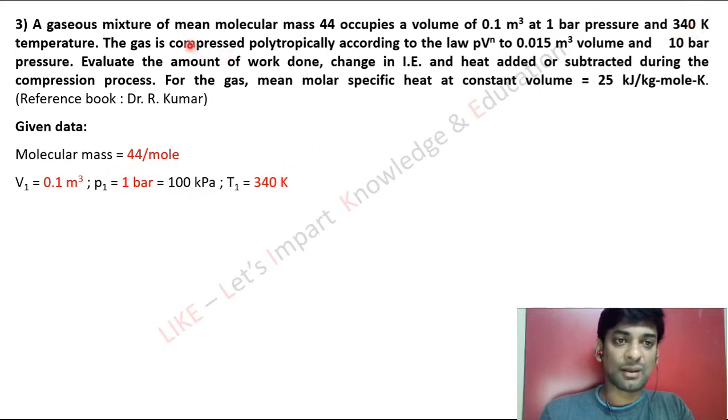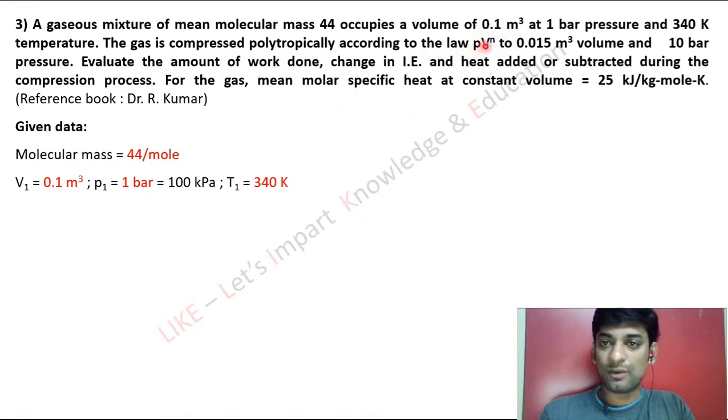The gas is compressed. So it is getting compressed, and the volume will be reduced. Also, it is a polytropic process, compressed polytropically according to the law PV power n. Note that in this problem, the n value is not given as in the previous two problems. So you have to determine the n value. We will see how to calculate the n.